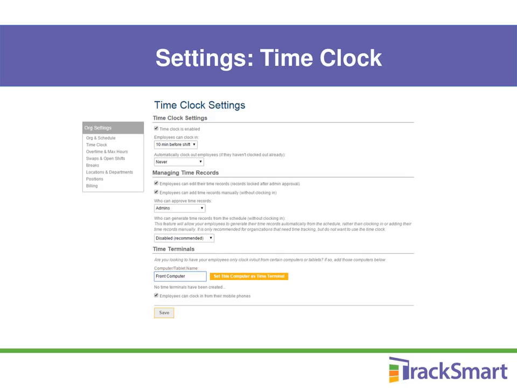By the way, I think we glossed over generate time records from the schedule. You may have noticed here that there are certain plans on TrackSmart scheduling which have TimeClock features as an add-on, and there's certain plans on TrackSmart TimeClock that have the scheduling. So that will allow you to say, okay, generate their time records based on the schedule you set up. That's what that is about.